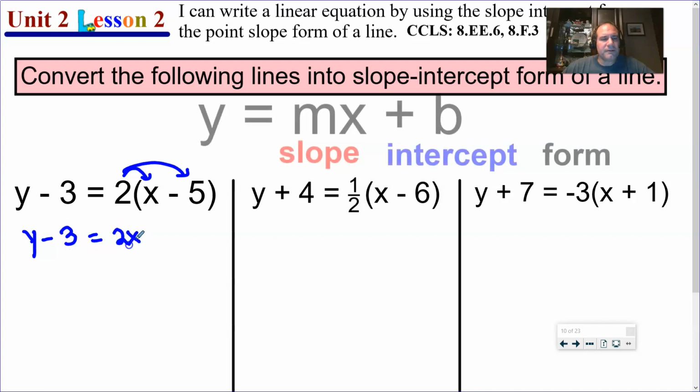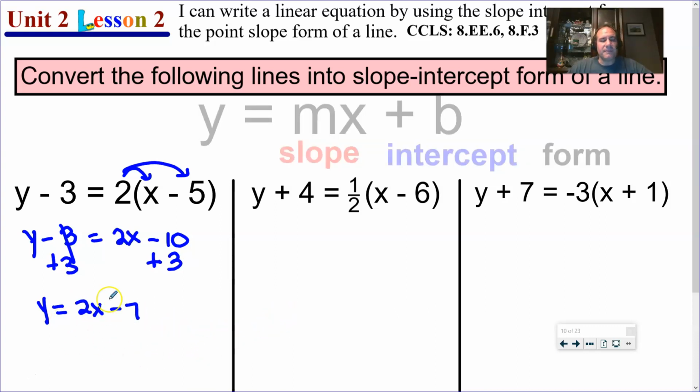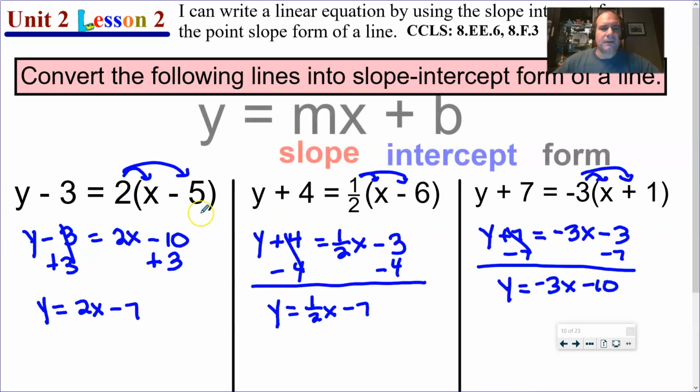And I do the distributive property. I have 2x minus 10. Then I add 3 on both sides. And I'm going to get slope-intercept form: y equals 2x minus 7. That is slope-intercept form. And then from there, we can get the slope and the y-intercept. Go ahead, do the next 2 problems on your own. Press pause now.